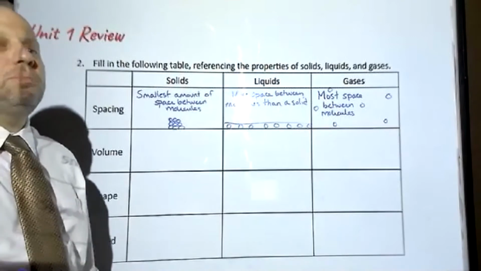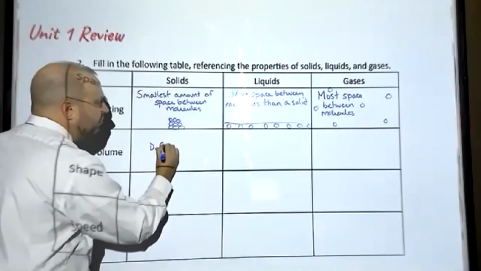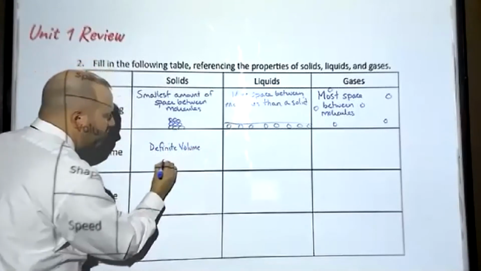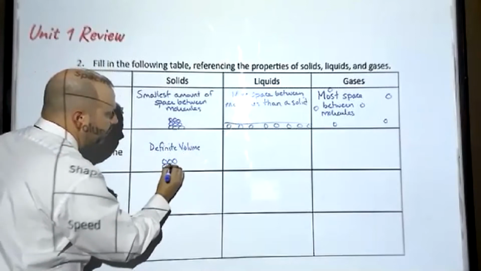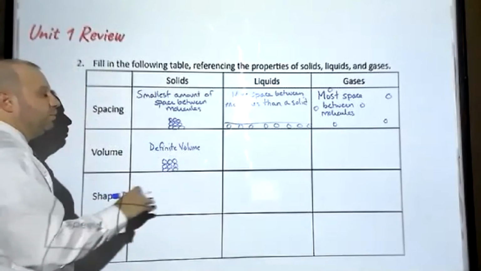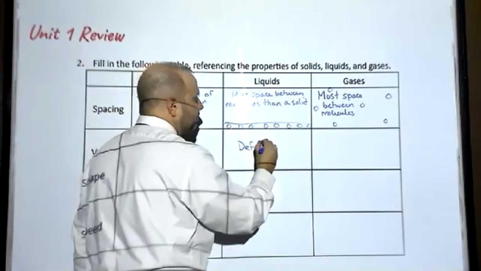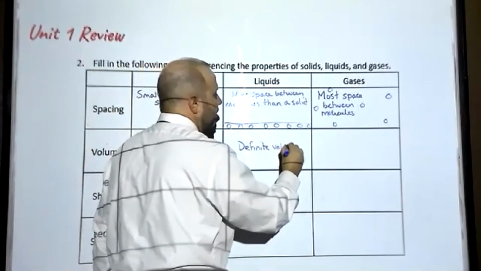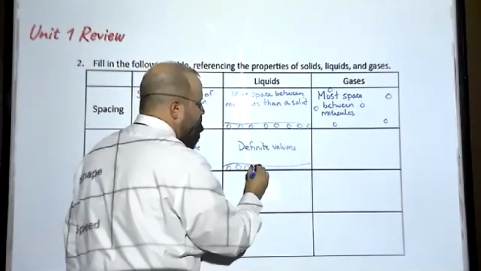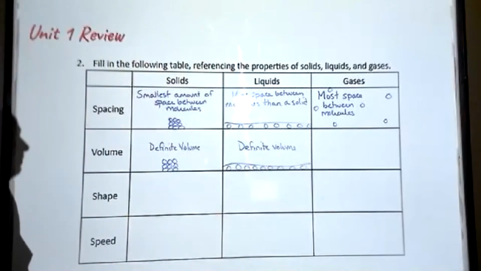Okay, for the volume line, a solid has a definite volume. Whatever the volume of this substance is, it's definite, 100% the same all the time. Same thing with a liquid. We're going to say that it has a definite volume. If we imagine our liquid here, we could measure whatever volume that is, it would be the same.